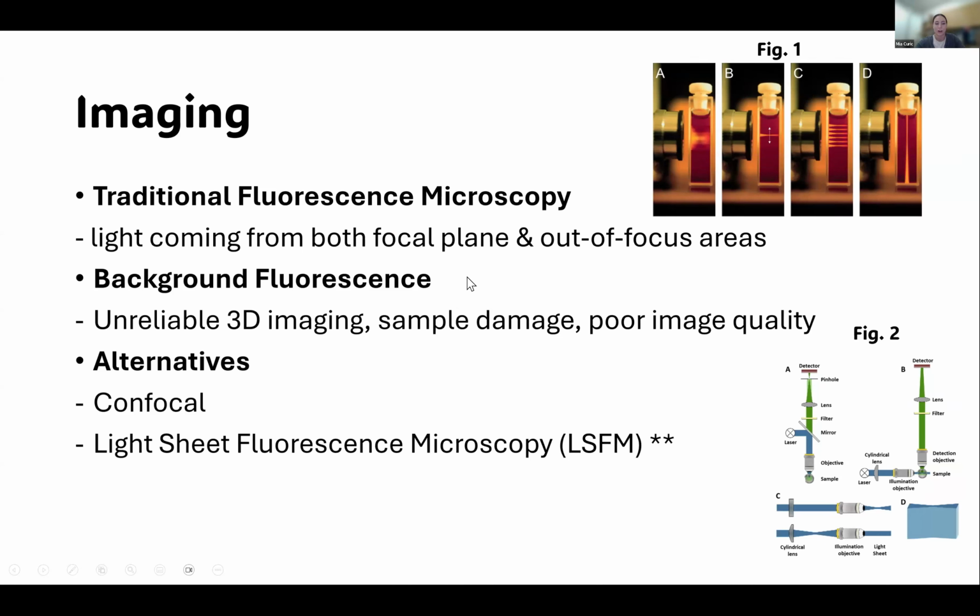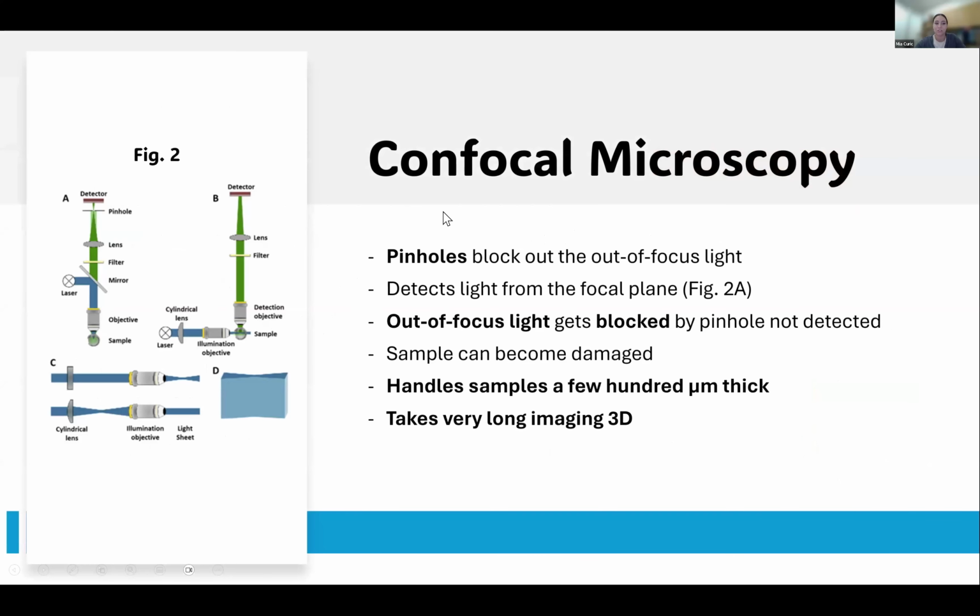I started with imaging, figuring out what kinds of imaging would work best for me. We looked at traditional fluorescence microscopy, where you'd have light coming from both the focal plane and out of focus areas. This is conventional wide field microscopy. This leads to a lot of background fluorescence and can cause unreliable imaging, sample damage, and poor image quality. And so the alternatives would be confocal microscopy and light sheet fluorescence microscopy, which is what I'm going to be focusing on more.